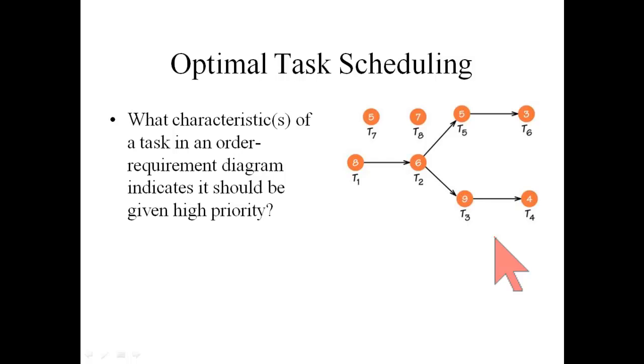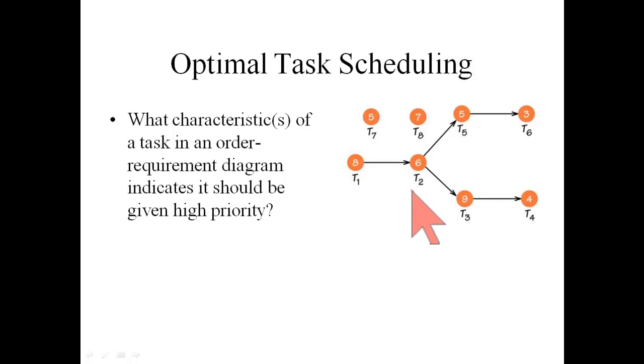But in terms of choosing a good priority list, which task to be given highest priority, we've already discussed this question. What characteristics of a task in an order requirement diagram indicate that it should be given high priority? And if I had not said anything about this situation and you had not heard of it, and I ask you this question, you'd probably say task 1 because it's a bottleneck. It has to be done before lots of other things can be done.